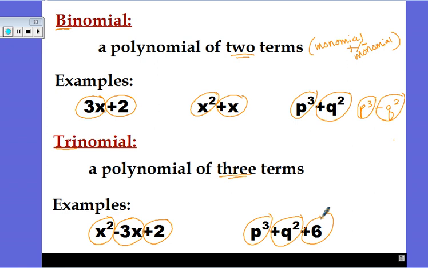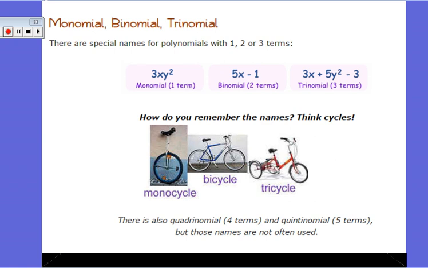Okay, so there we have monomials, binomials, and trinomials. Okay, so just an overview before we move on to polynomials. So there's special names for polynomials with 1, 2, or 3 terms. So monomial 1 term, binomial 2 terms, trinomial 3 terms. So you can think of a monocycle, aka unicycle, bicycle, tricycle. That tells you how many wheels are on it. We also have things called a quadrinomial, 4 terms, and a quintinomial, 5 terms, but those aren't used very often. Typically anything above 3 terms we just straight up call a polynomial.